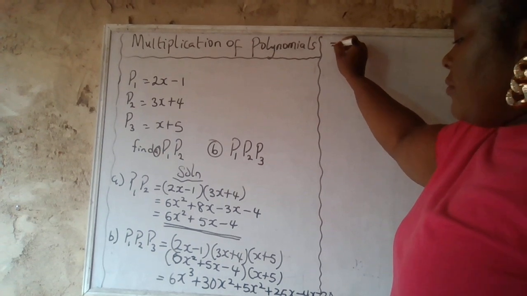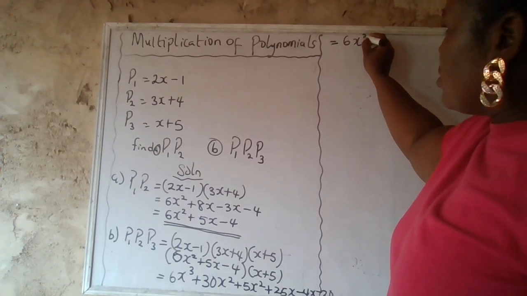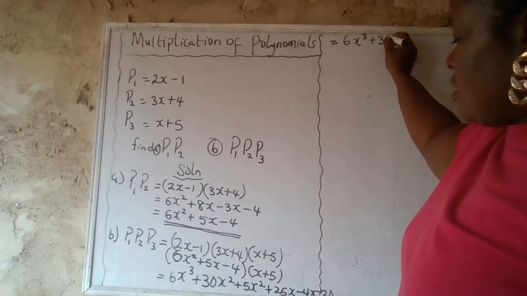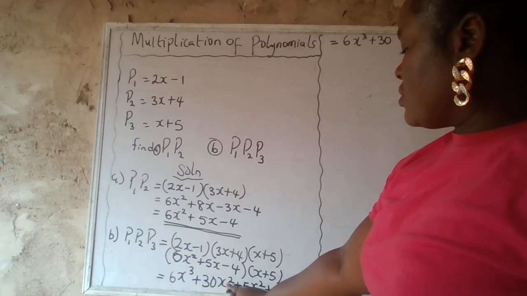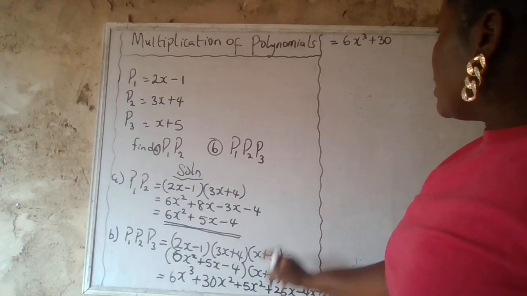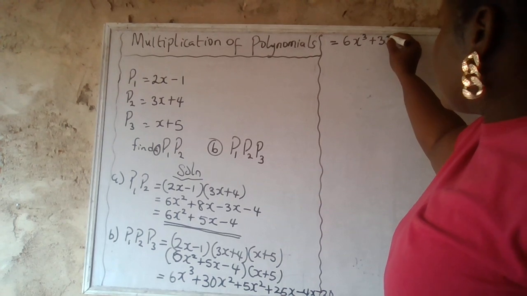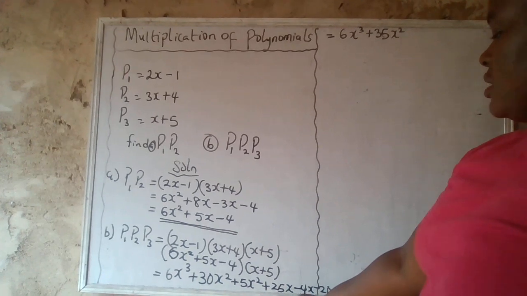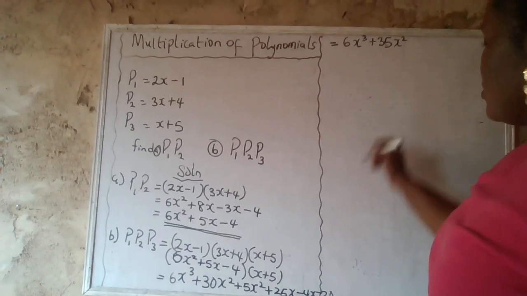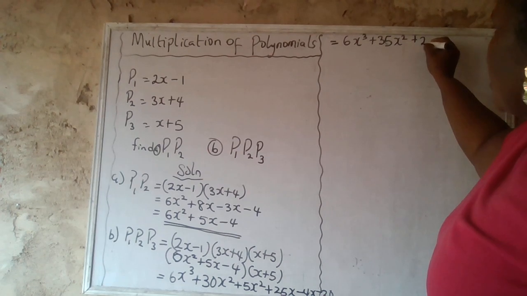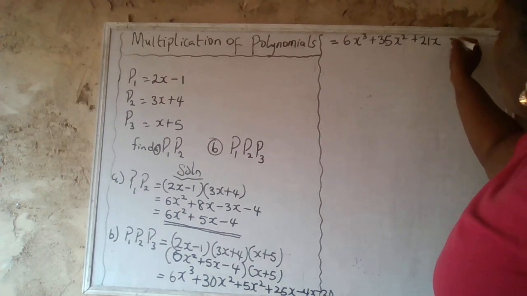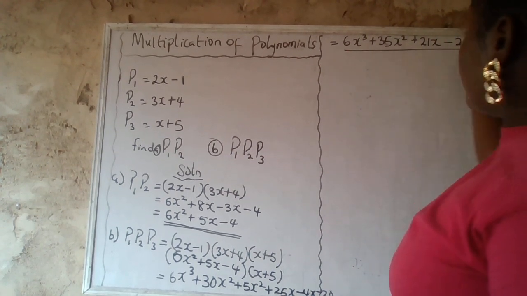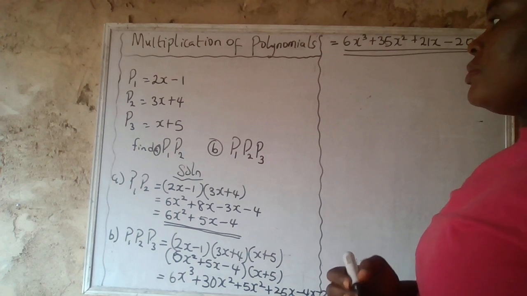Okay, so now adding up, we have 6x cubed plus 35, that is 30x squared plus 5x squared, so that will be 35x squared. 25x minus 4x will be plus 21x, minus 20. And that is the solution to the problem on the board.